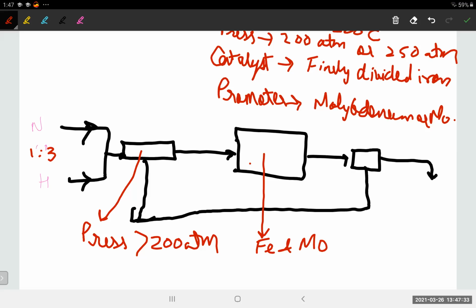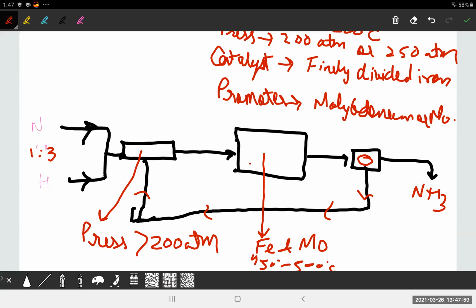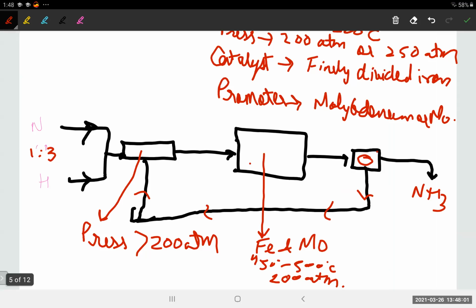What else do we need here? We need a temperature of 450 to 500 degrees Celsius, and the pressure should be 280. Next, here we'll get the liquid ammonia when it gets condensed. If it is not condensed, it will again go back to the compressor chamber. I hope this has created a blueprint in your mind, right?